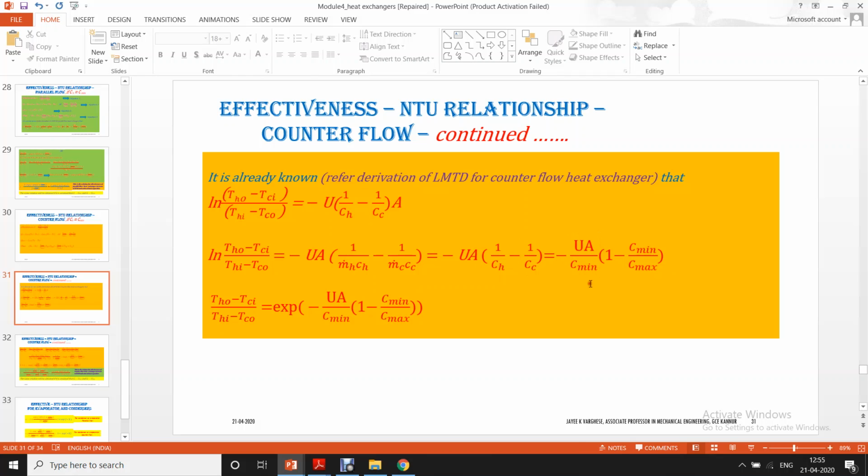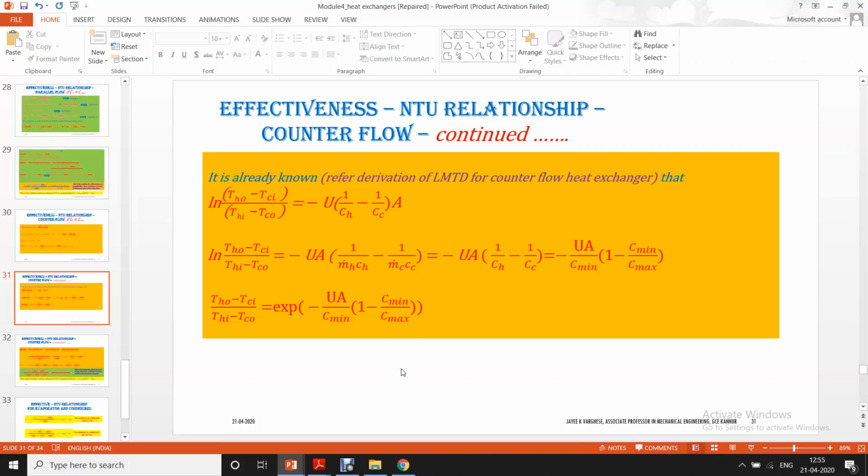So this is actually NTU. UA by Cmin is the number of transfer units, or NTU. So now we will get log of (THO minus TCI) divided by (THI minus TCO) is equal to minus NTU into (1 minus Cmin by Cmax). Or if we remove the logarithm, the right side will become an exponent. So (THO minus TCI) divided by (THI minus TCO) is equal to e to the power of minus UA by Cmin into (1 minus Cmin by Cmax).